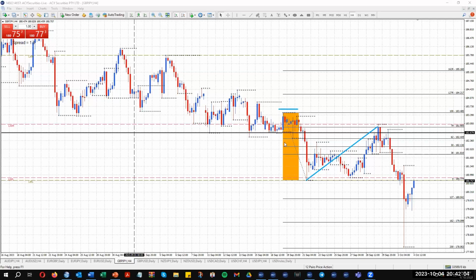Stop above here, previous week's high. We can see it's been moving down. And then of course we had intervention yesterday, which would have been great if you were short.